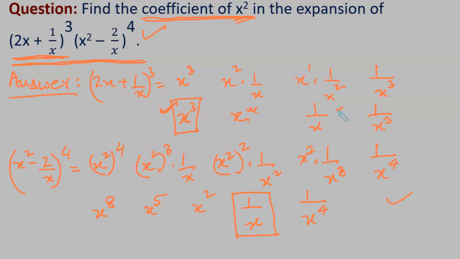This is 1 over x, so we should multiply this one with x to the power of 3, otherwise it will not be contributing. We do not have x to the power of 3 over here. So we leave this. Coming to 1 over x to the power of 3. If this one gets multiplied with x to the power of 5, it will be giving us a product of x to the power of 2. And we are having this x to the power of 5 over here.